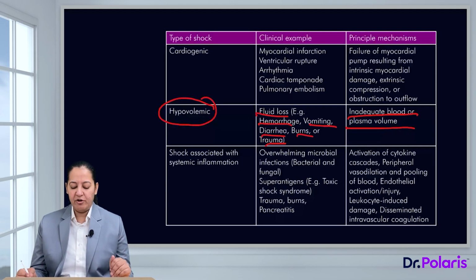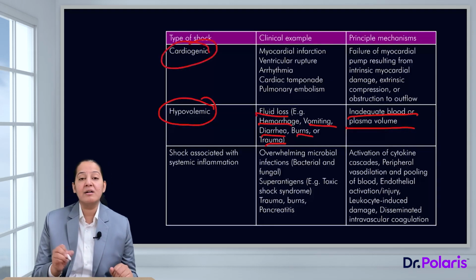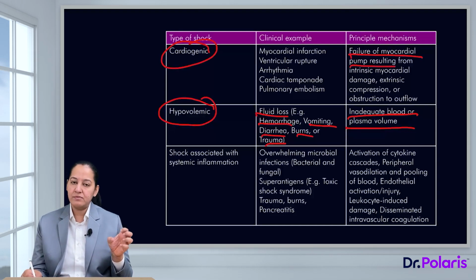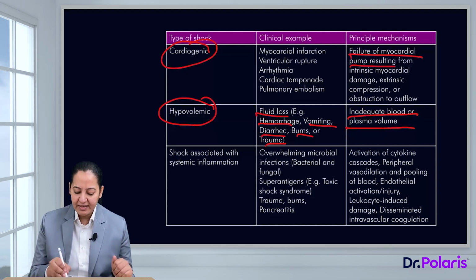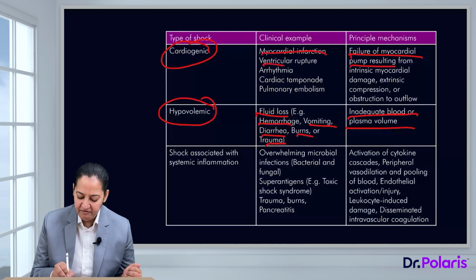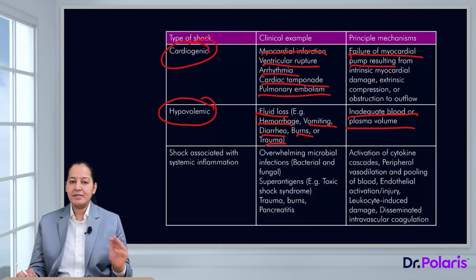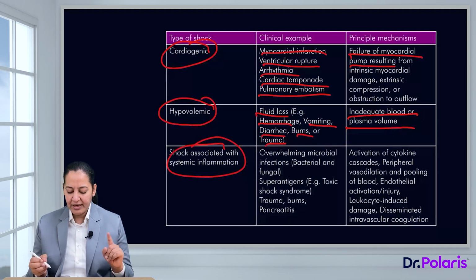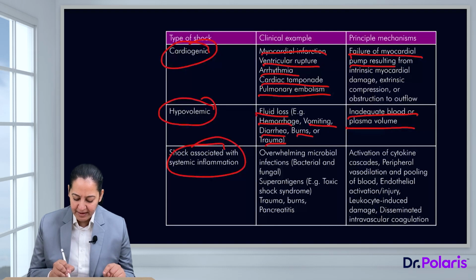So that is hypovolemic shock. The second type of shock we have learned is cardiogenic shock, in which there is failure of pumping, either systolic dysfunction or diastolic dysfunction. That can be the result of MI, ventricular rupture, arrhythmia, cardiac tamponade or pulmonary embolism. That is cardiogenic shock. And the third type of shock is septic shock, in which either gram-positive or gram-negative bacteria are involved.